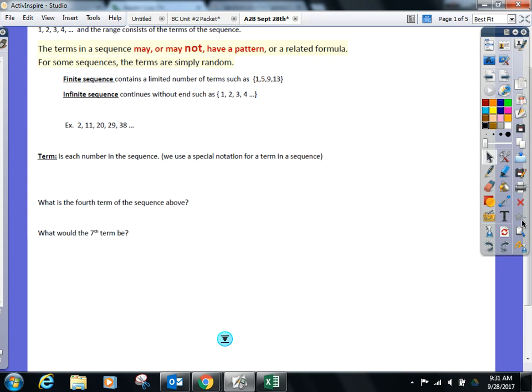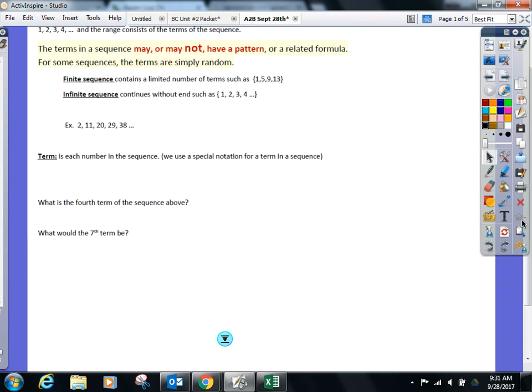Everyone see my sequence above here: 2, 11, 20, 29, 38. Very simple question. What's the 4th term of that sequence up there? What term is in the 4th spot? 29. Everyone agree it's 29? Okay. How do I write that the 4th term is 29?